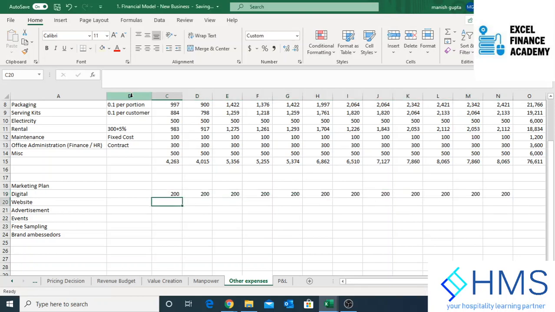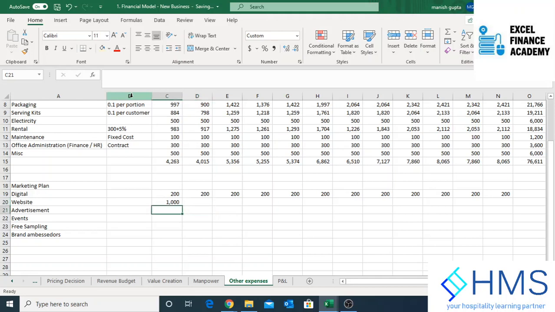Let's say the website is a one-time cost, initially it just comes to $1,000, and then after that you may have to pay a maintenance fee, which is let's say $200 a year or $100 a year, which means only $10 per month. But usually you don't have to do that in the first year, so let's not charge anything.